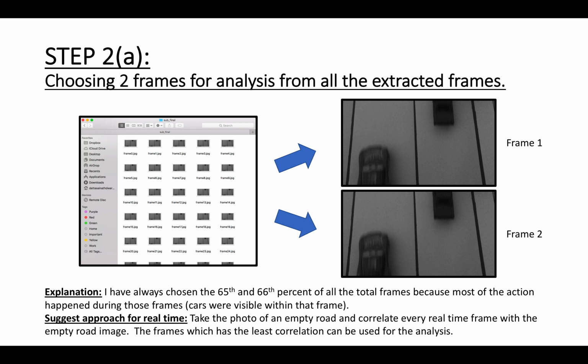To extract two frames from all the frames extracted from the video, I used the 65th and 66th percent of all the total frames extracted, because I found that this is where I could find cars in the frame. For a real-time monitoring system, we can take an empty road image and correlate it with every frame captured in real time. If we get a very bad correlation between the captured frame and the empty road, it means there is some vehicle on the road. So we can take that frame and then do our analysis.